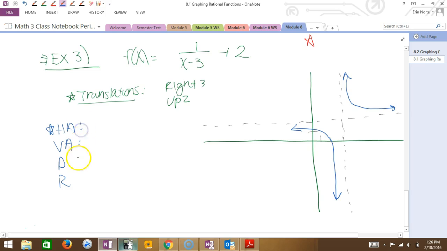List my horizontal asymptote, domain, and range. My horizontal asymptote, this is going to be y is equal to this function. Y is equal to 2. And now what's the name of this line? My vertical asymptote. Yeah, there's another.